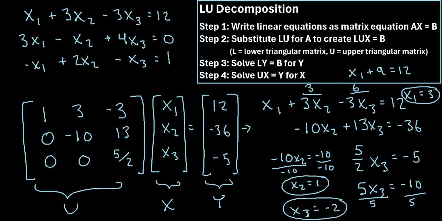So those are our answers. x1 is 3, x2 is 1, and x3 is negative 2. And you'll find that if you plug these three values into any of these original 3 linear equations, they will all be true. So that is how you can use LU decomposition to solve a system of linear equations.